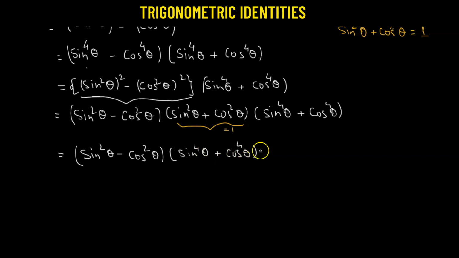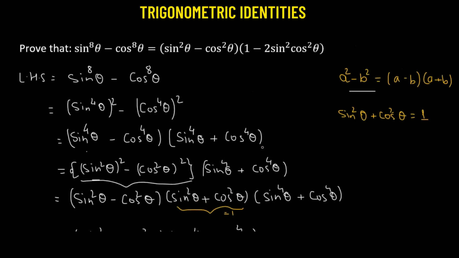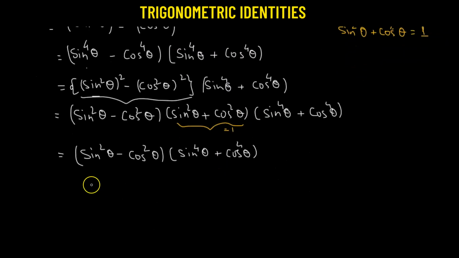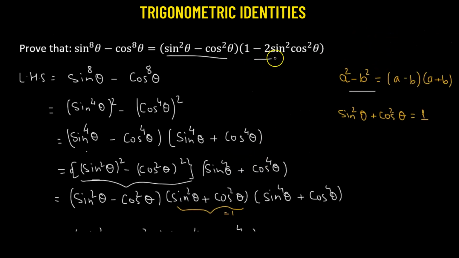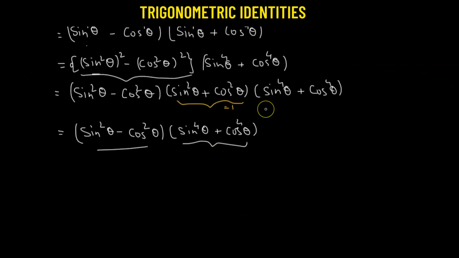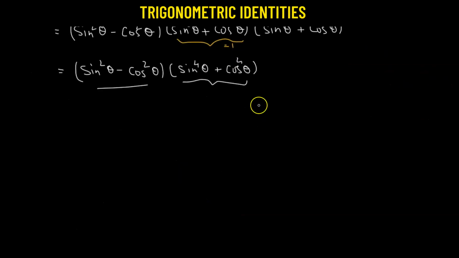So this will simply get multiplied to sine raised to the power of 4 theta plus cosine theta raised to the power of 4. Now, if we look at the right hand side of the equation, we have sine squared theta minus cosine squared theta, which we have obtained, but we will now have to work with sine raised to the power of 4 theta plus cosine raised to the power of 4 theta to make it into this expression, which is 1 minus 2 sine squared theta cosine squared theta. So let's work on that. Now, we'll keep the first expression as it is.